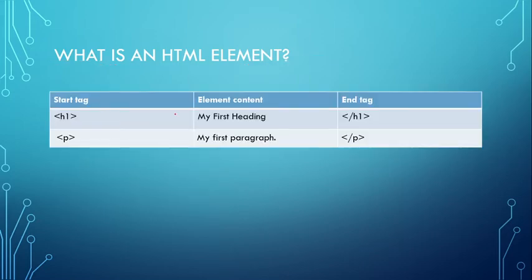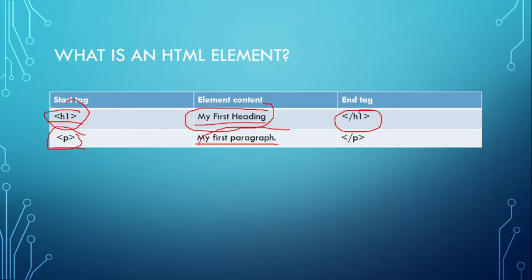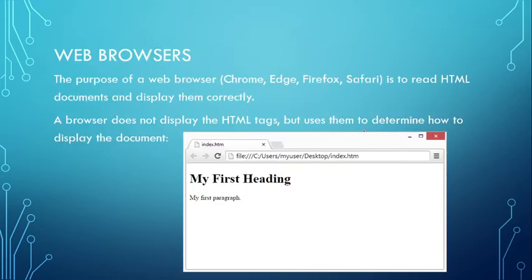This is the start tag. This is the element content. This is the h1 element content: my first heading. The end tag is slash h1. Then the start tag p, the p element content, my first paragraph, and the end tag slash p.